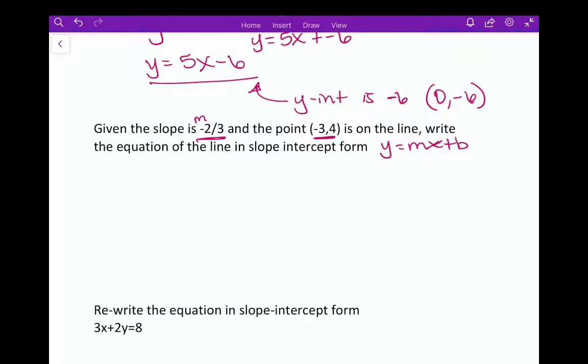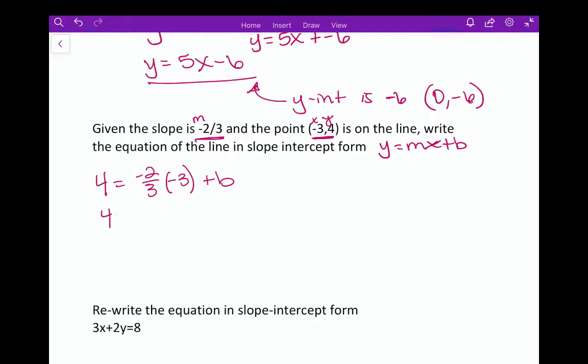If I wanted to, I could graph this line and try to figure out the y-intercept, but instead I'm going to use my equation. So what do I know about this equation? Well, I do know an x value and a y value, and I do know m. So I'm going to plug in accordingly. 4 equals -2/3 times x, which is -3, plus b. Again, I only have one unknown, and with one unknown, I can solve for that unknown.